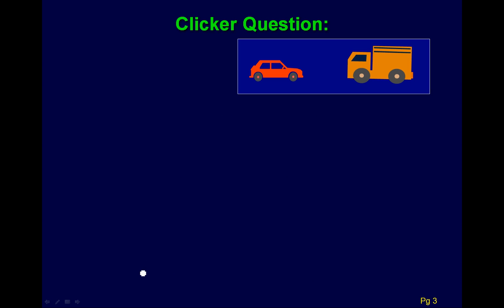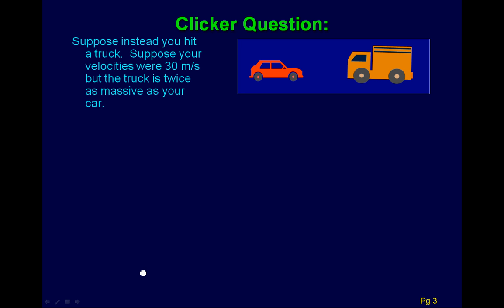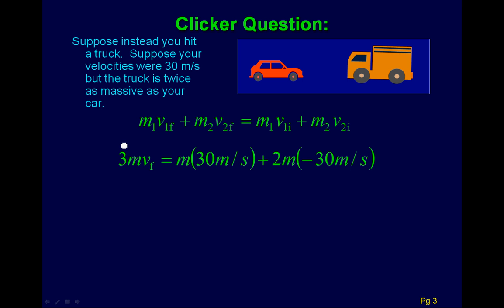Now, I mentioned in class that if you were to hit something that had more momentum than you, this could be a different story. So let's suppose instead you hit a truck. The truck is going at the same speed, let's say 30, but the truck is twice as massive as you. Because this is a collision, we can conserve momentum. Assume the two objects stick together, so the total mass is 3m: 1m for your car and 2m for the truck.